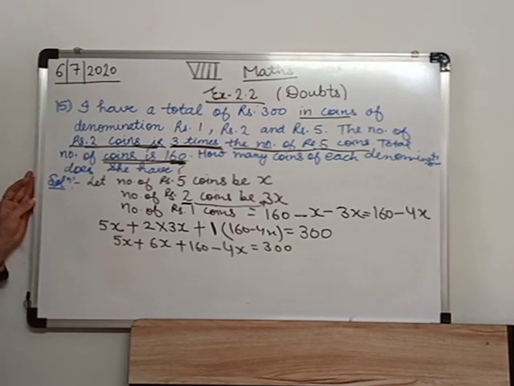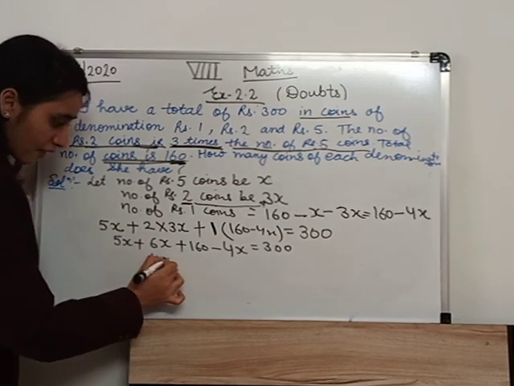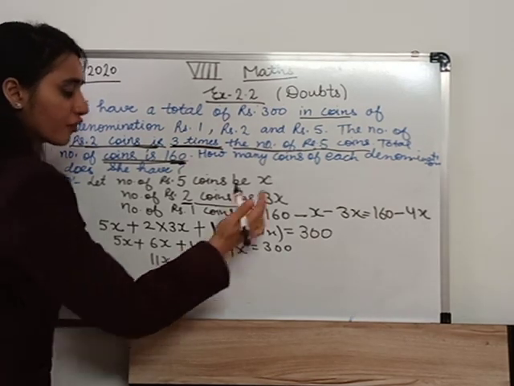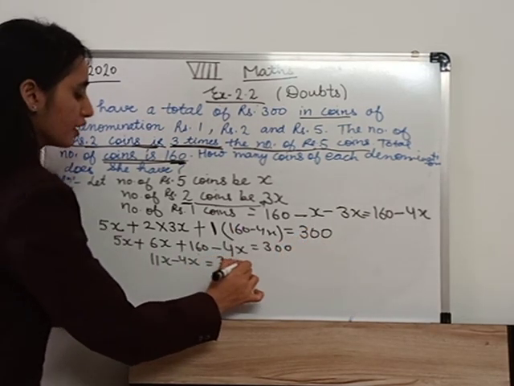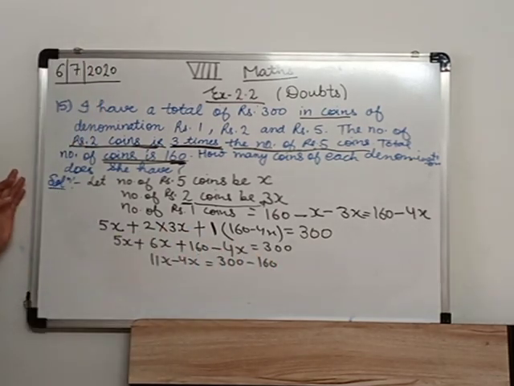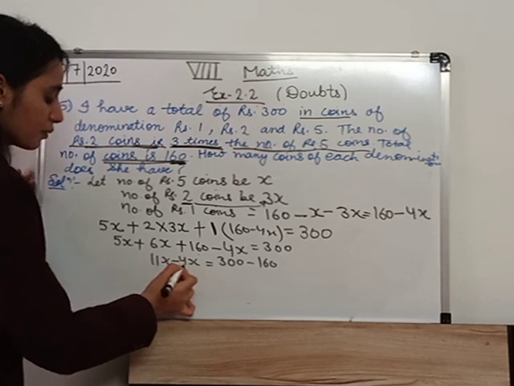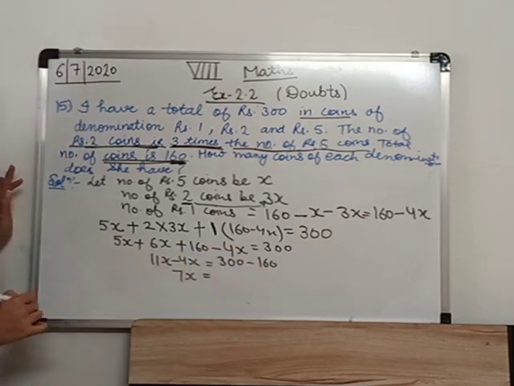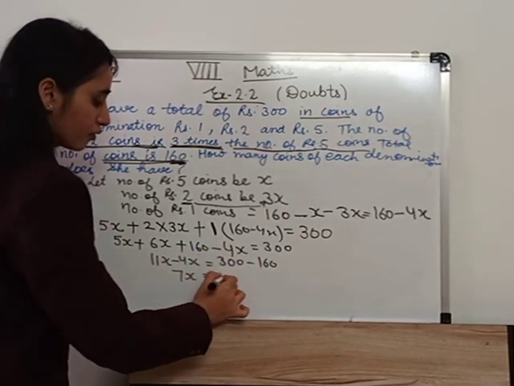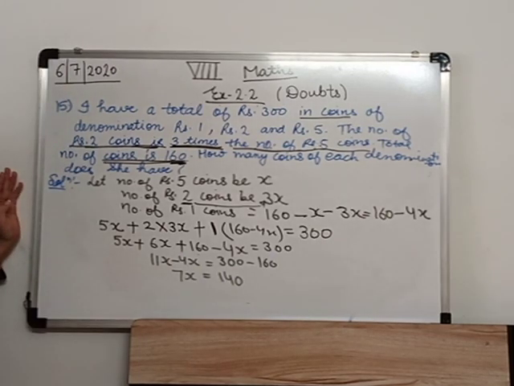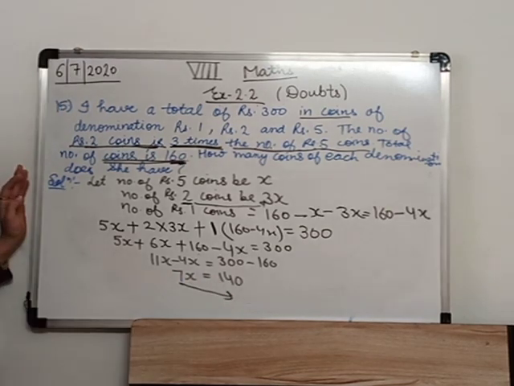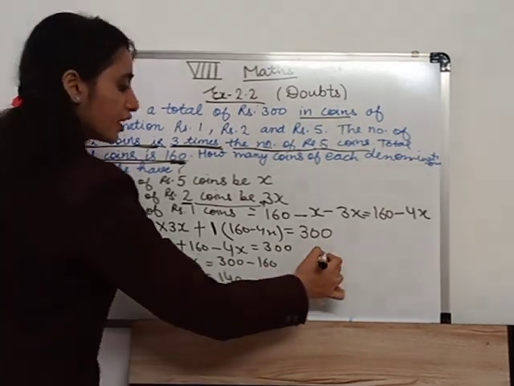Now solve this equation. 5x plus 6x, 11x. 5 plus 6 is 11x, then minus 4x. Then 160 shifts to the right side by using the transposing rule, it goes with negative sign to the right side. 11x minus 4x is equal to 7x. 300 minus 160, what is the value? 140. Okay, now 140 is divided by 7 because by using the transposing rule, 7 shifts to the right side with division sign.